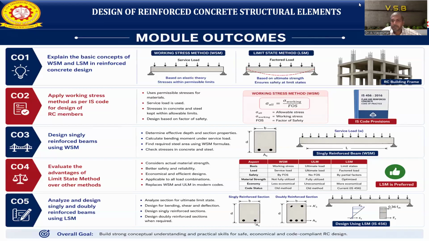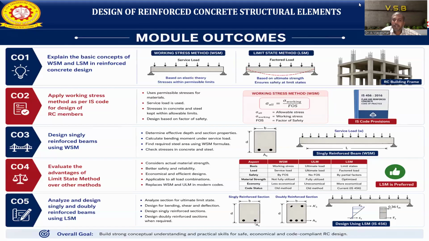Now we will know where we need to use the factor of safety. With this method we cannot use a factor of safety. Now you can design according to IS 456 like that. Now you will be able to design the singly reinforced beam using the working stress method. Now you can determine the effective depth and various section properties.